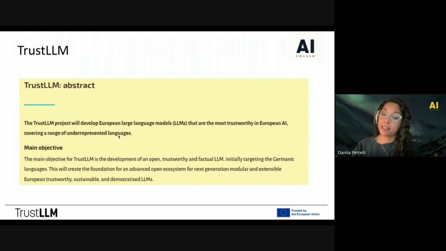We're not doing this on our own. We are doing this also with an eye to Europe. As a matter of fact, I'm a data manager for a very big European project called TrustLLM that wants to build the most trustworthy European AI. So this means that the project involves other countries. For all the Germanic languages, we have the Netherlands, Germany, Denmark, Norway, Iceland, the Faroe Islands, and so forth.